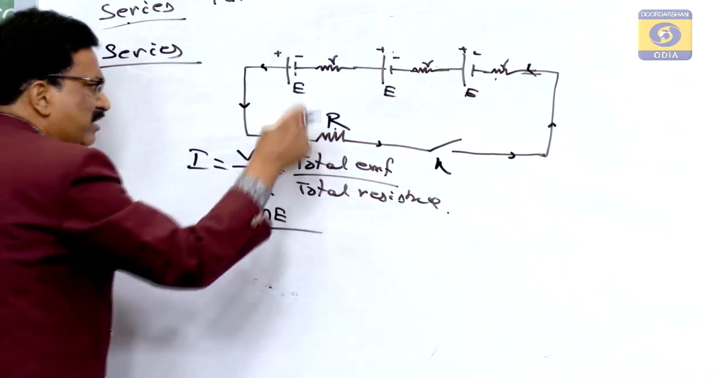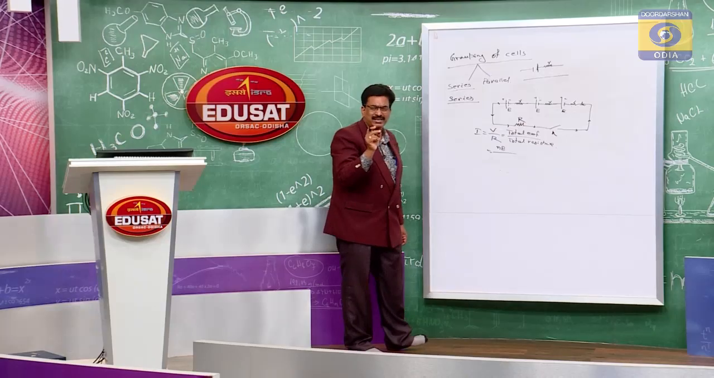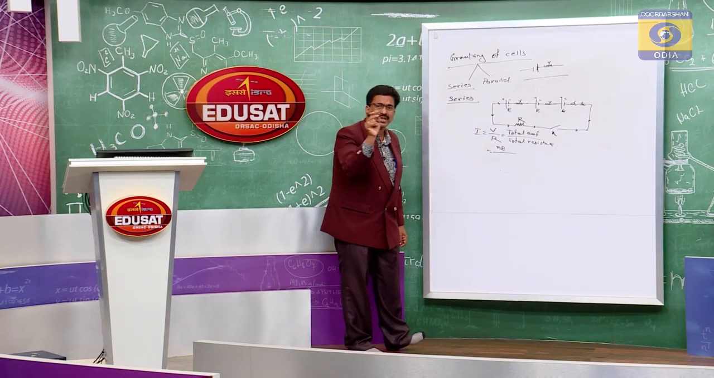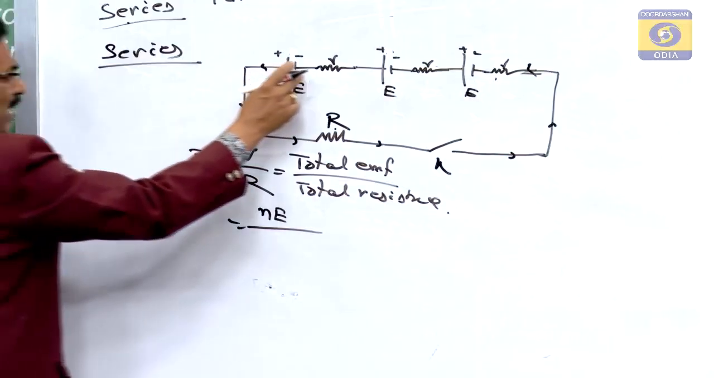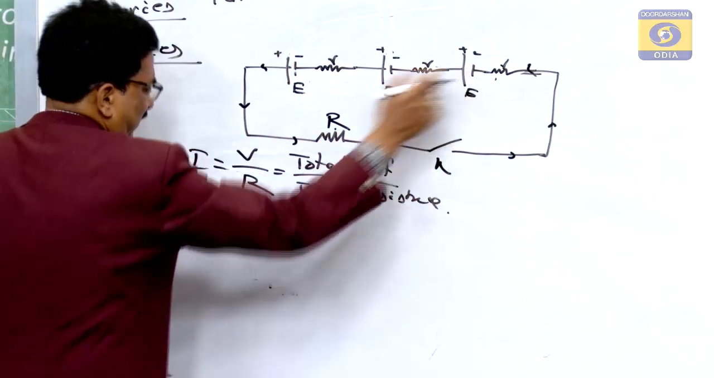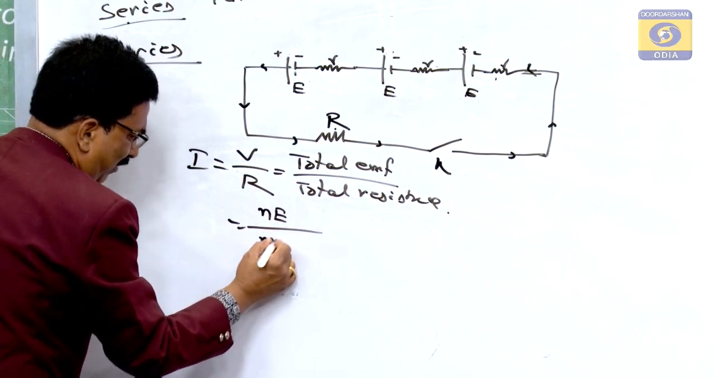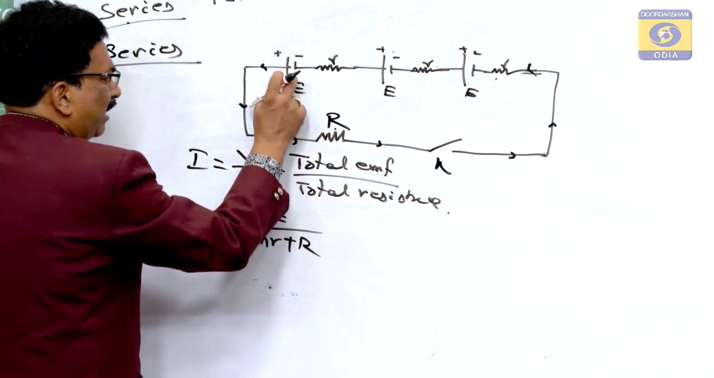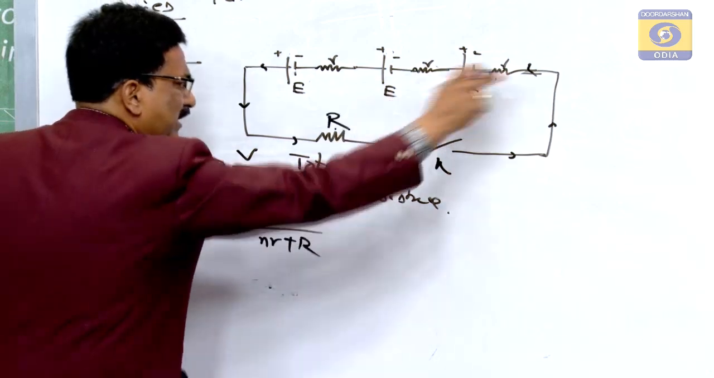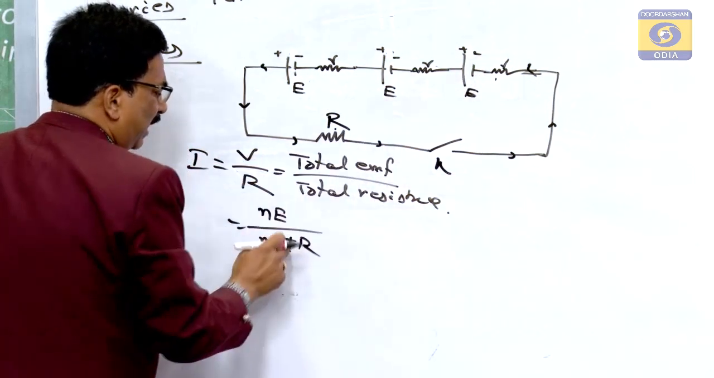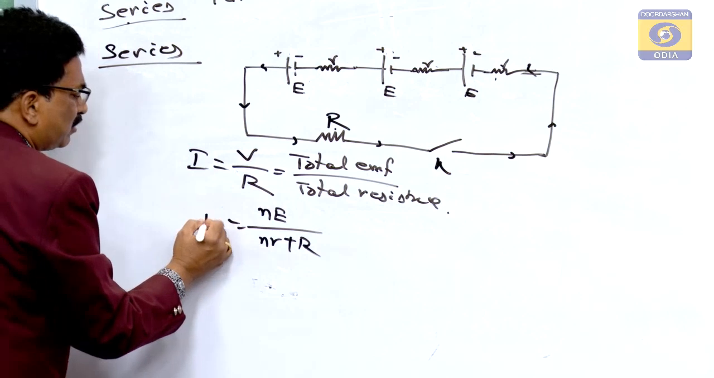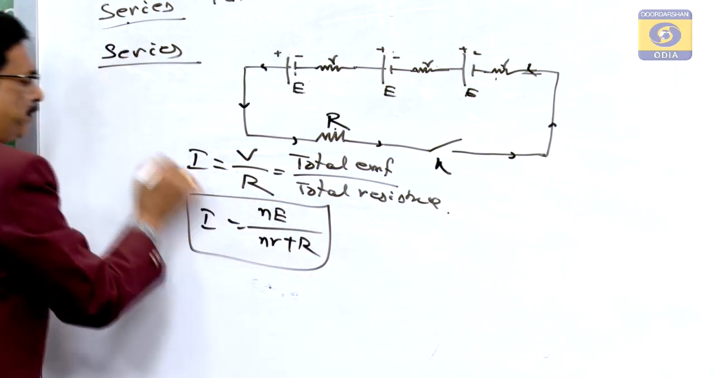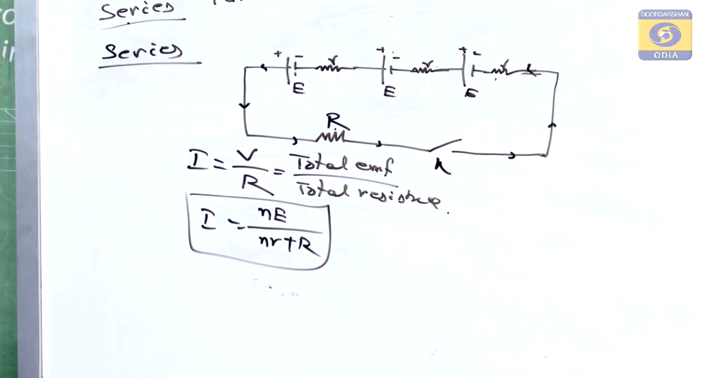When resistors are connected in series, the net resistance equals the sum of the individual resistances. If there are n resistors, then the total internal resistance is Nr and the external one is R. So the total is Nr plus R. So I equals NE divided by Nr plus R.